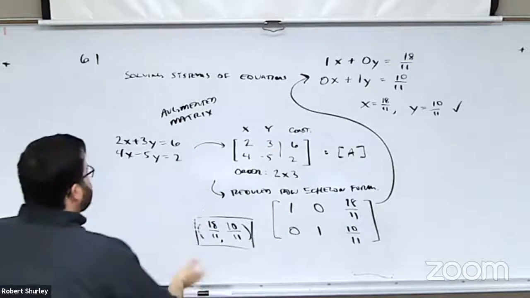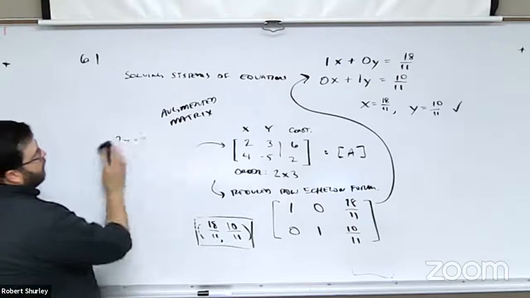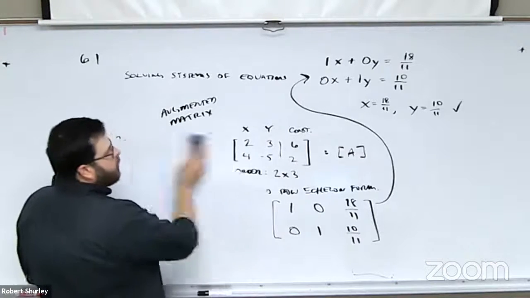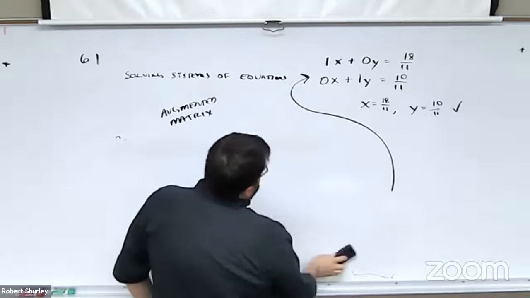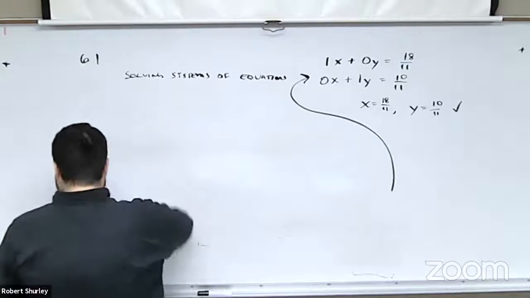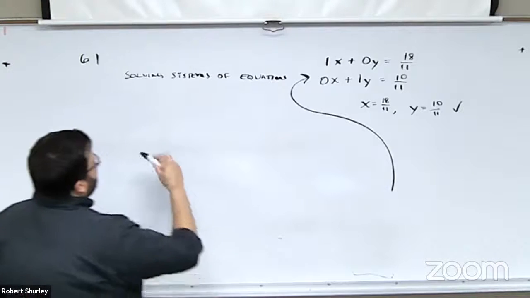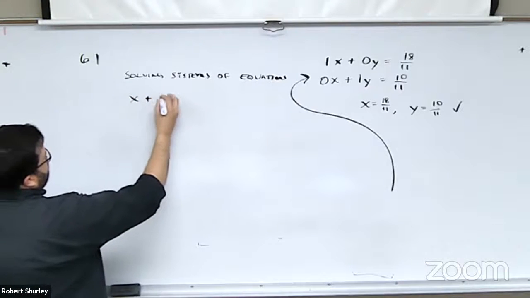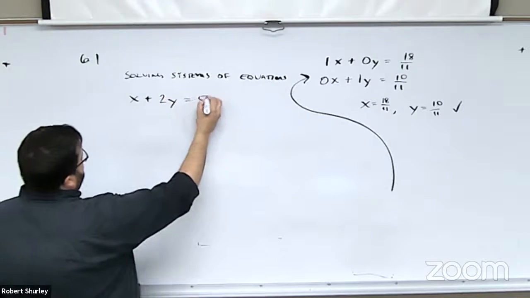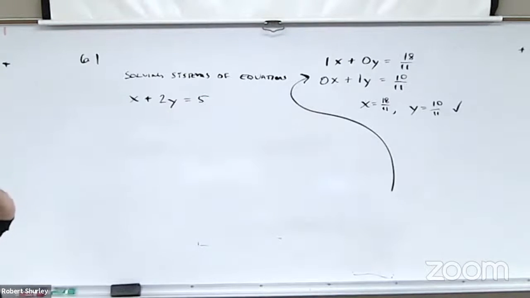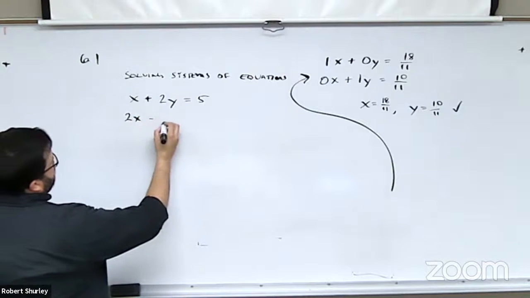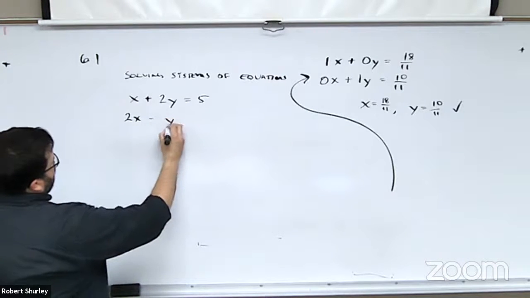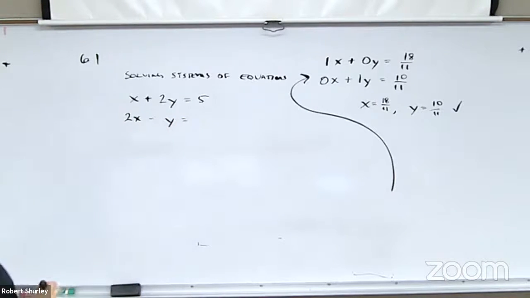Okay. So let's do another one. And I'm just going to use the calculator this time. I'm not going to worry about solving it by hand. Okay. So let's say we had x plus 2y equals 5. And let's do 2x minus y equals, okay, hold on.